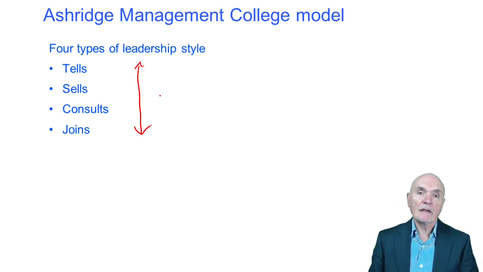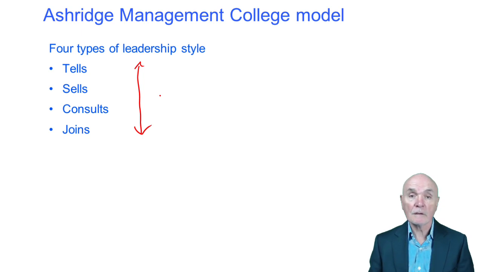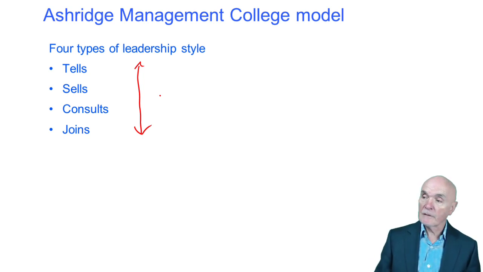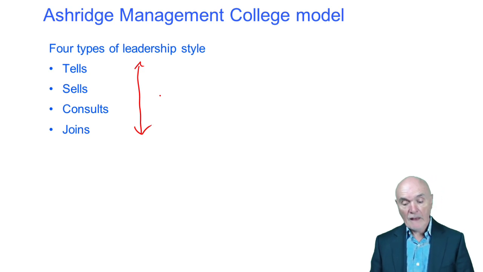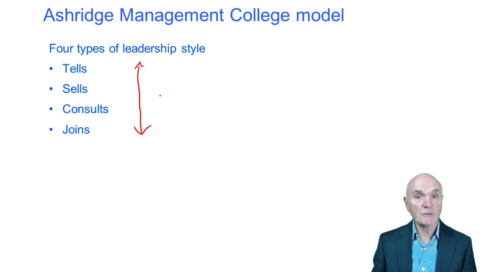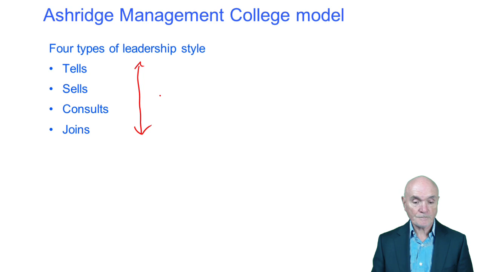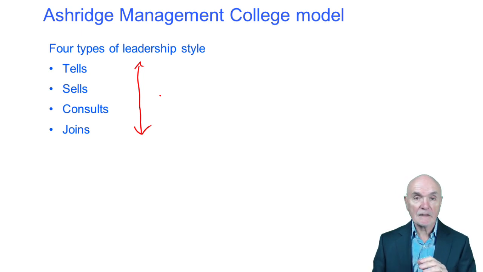Then you can get even more participative. You can consult. You can say to people, look, we have a problem here. What do you think we should do? But it will be the manager who makes the decision. And then finally there is joins, or joins with, where it is almost a democratic decision between the manager and the group as to what should be done. So it's a continuum. And Ashridge Management College was careful never to say that one is best and the other ones are all wrong.